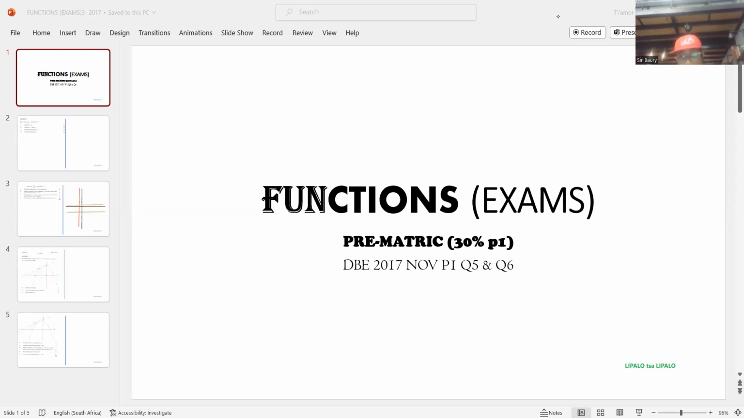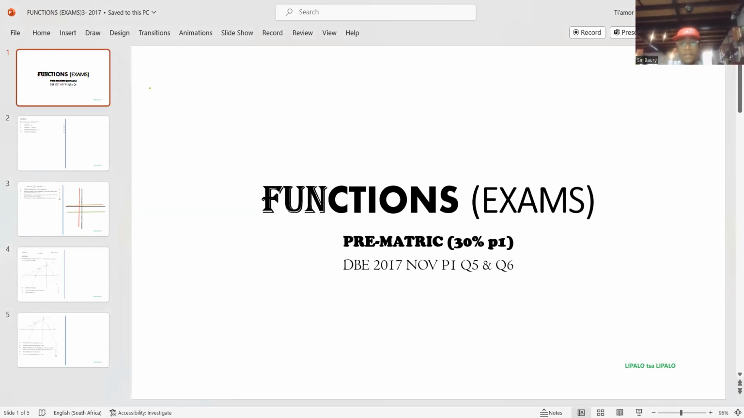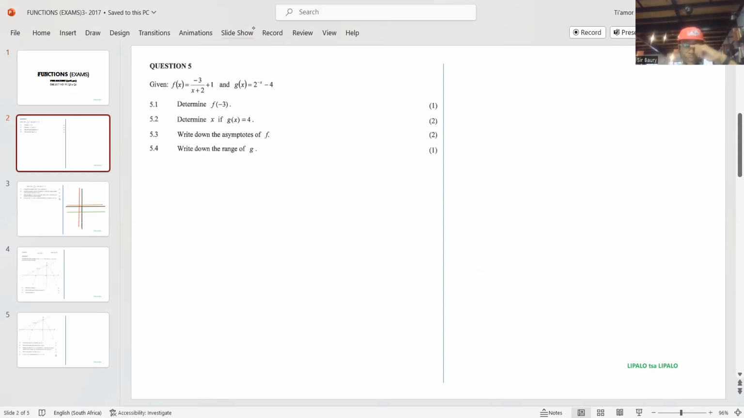We'll look at what is fun, right? These are fun. This is a fun topic, to be honest. Fun functions, right? This is an extraction from the 2017 Department of Education paper, question 5 and question 6. You need to understand that functions, the topic, is 30% of that paper, so it contributes a lot of marks. Without wasting any time, in this question you were given a hyperbola and an exponential function.